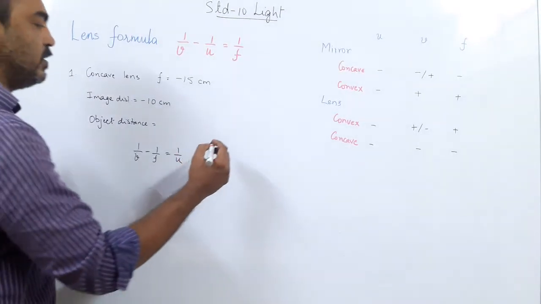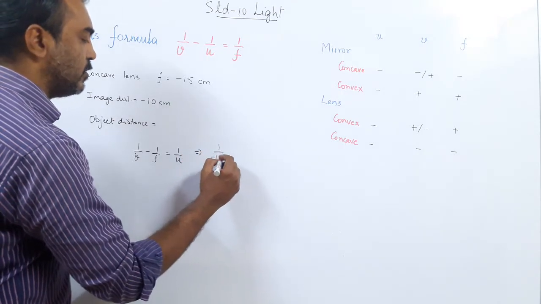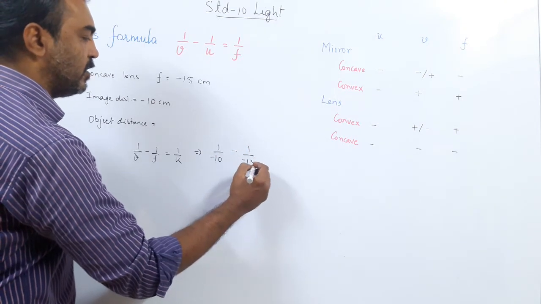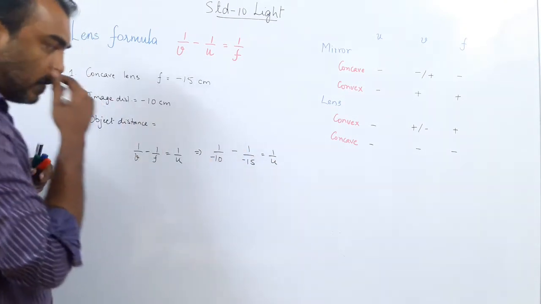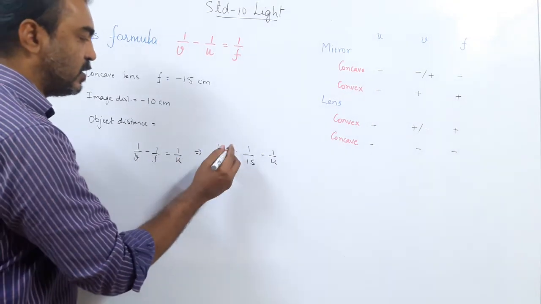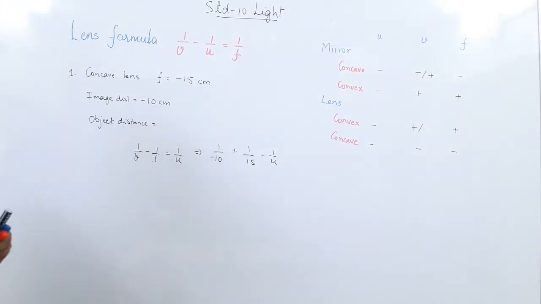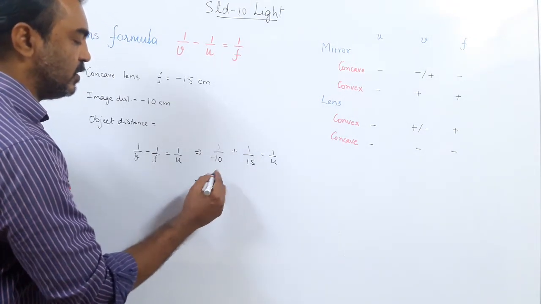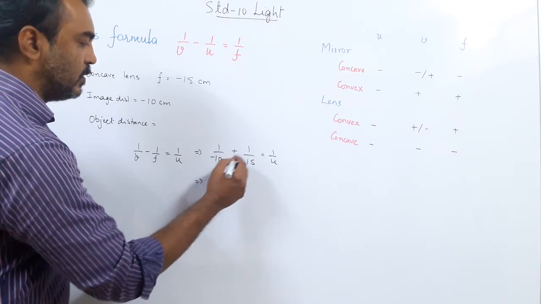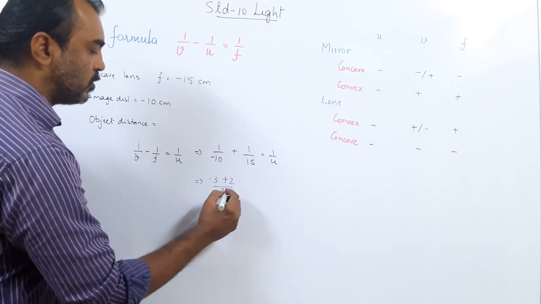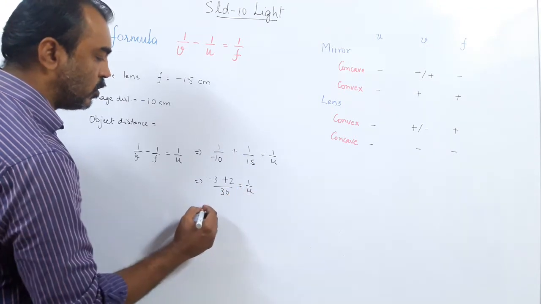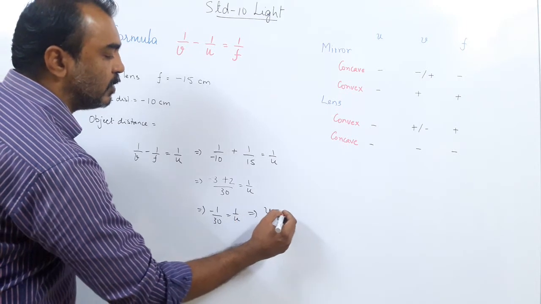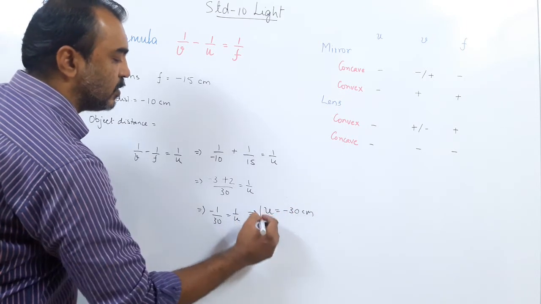So what is our v? v is minus 10. What is our f? Minus 15. So 1 upon minus 10 minus 1 upon minus 15 equals 1 upon u. This minus will turn plus. What is the LCM? The LCM of 10 and 15 is 30. So minus 3 plus 2 upon 30 equal to 1 upon u, or minus 1 upon 30 equal to 1 upon u, which implies u equal to minus 30 centimeter.